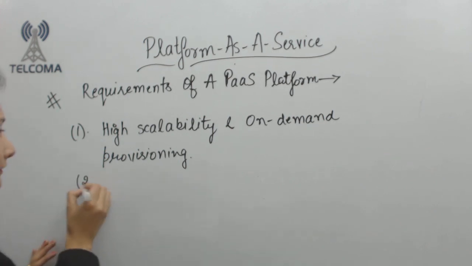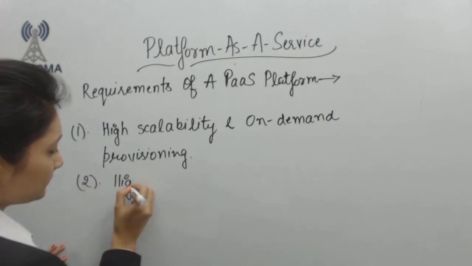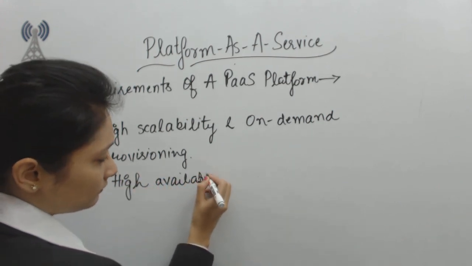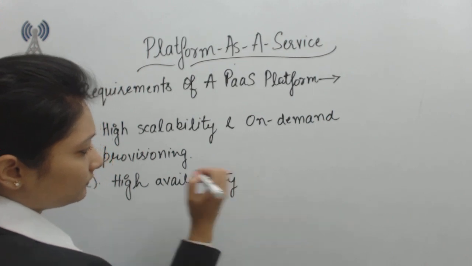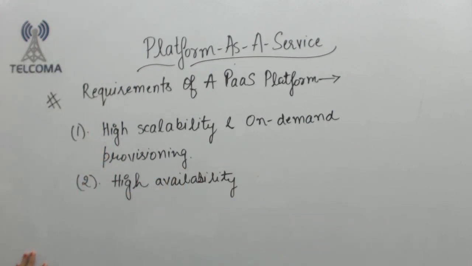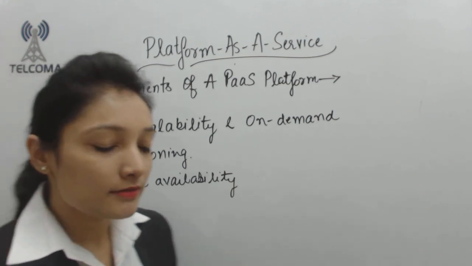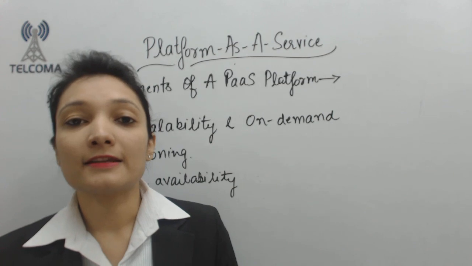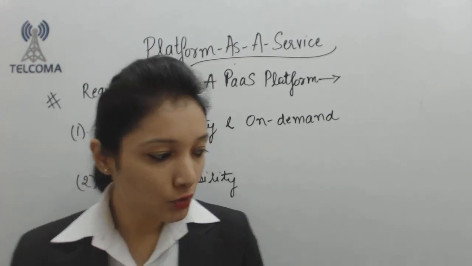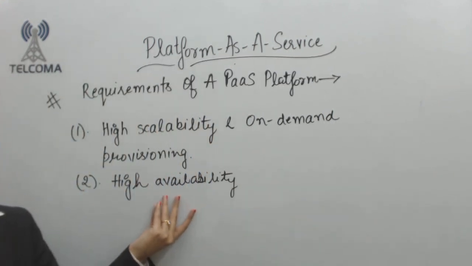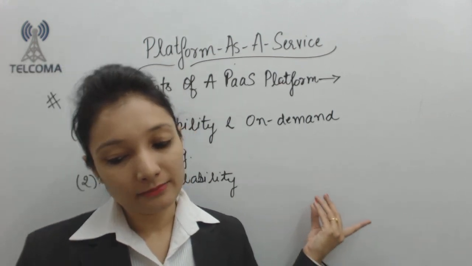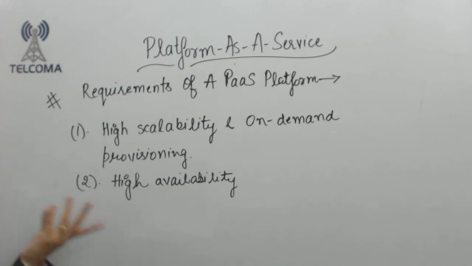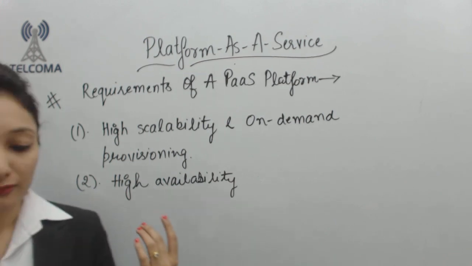Second is the high availability. That means by deploying a PaaS platform, by deploying platform as a service, application availability is guaranteed. So this deals with the guarantee of your applications. That means application availability is provided with the deployment of your PaaS platform.